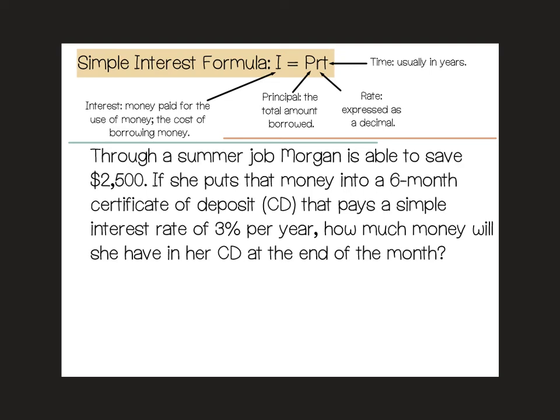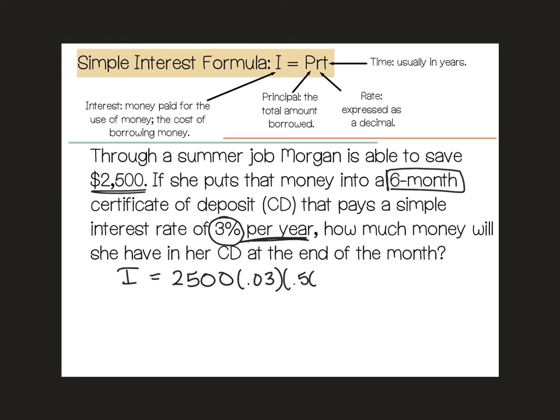So we need to fill in our formula. I equals principal, which is how much she put in, so 2,500, times rate, which is 3% per year. We have to write it as a decimal, so that would be 0.03. And then time, which needs to be written in years because that's what the rate is listed at. So 6 months would be 0.50. It would be half a year.